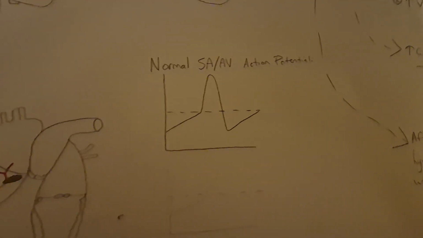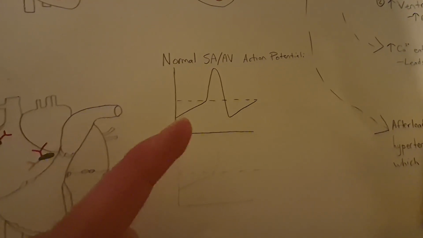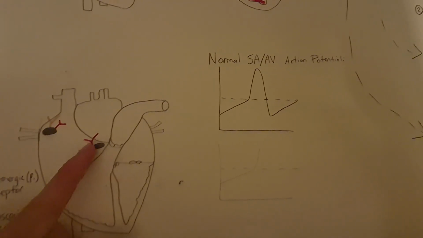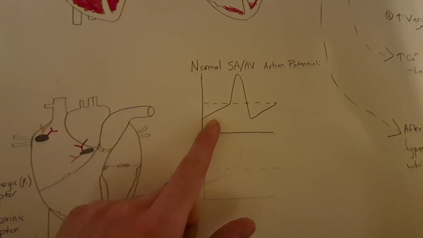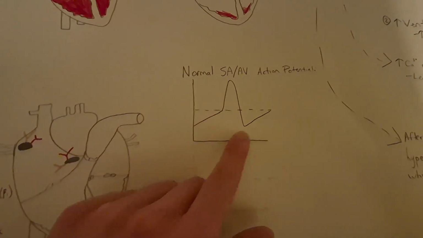And this graph here shows you how a normal SA or AV action potential is done in the SA node or in the AV node. And if you haven't seen that video on how these action potentials are done and what all these lines mean, make sure you go check out that video in the electrical conduction video.